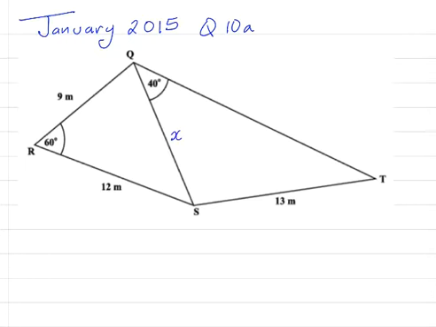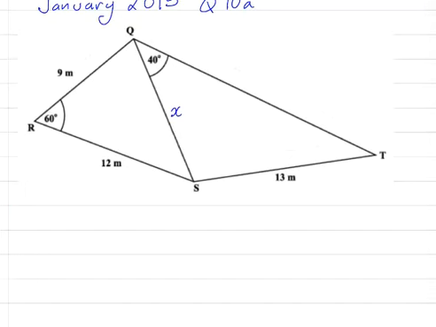For this triangle, what I have is two sides and the inclusive angle. And if I have two sides and the inclusive angle of a non-right angle triangle, and I wish to find the third side, it is a condition for applying the cosine rule. Now, the cosine rule says a squared is equal to b squared plus c squared minus 2bc cosine A.